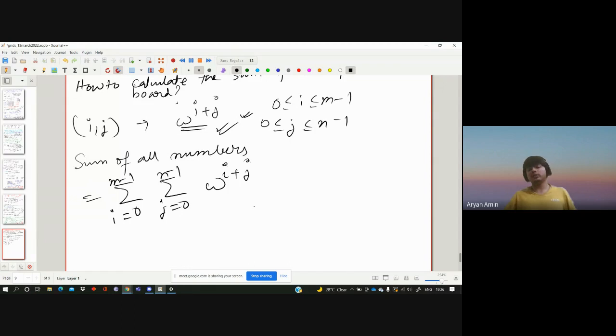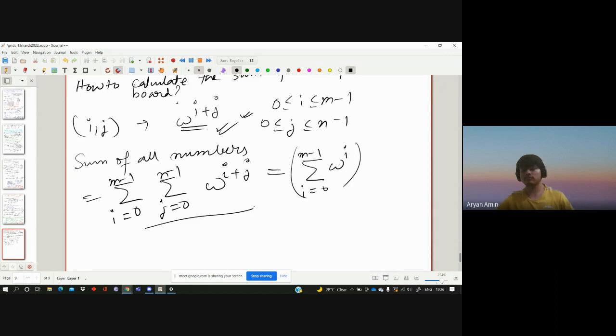Right. So now think about it. How do we write this sum? Do you agree that this sum is the same as, so do you agree that the sum is equal to this? Does anyone have a question?